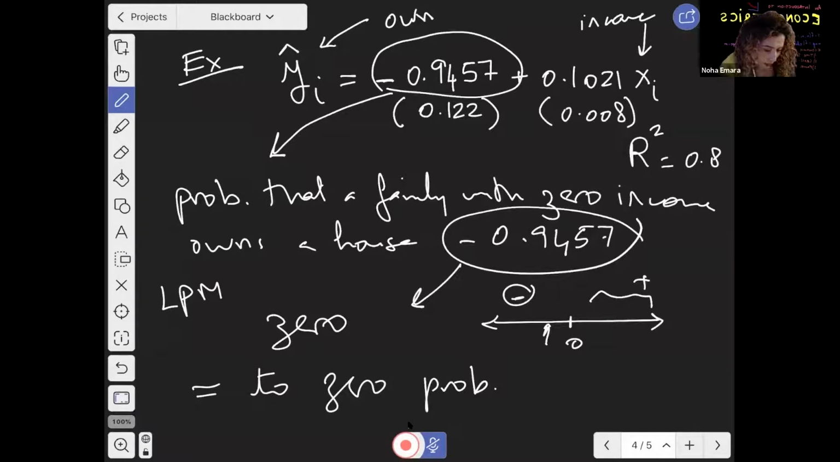Again, this is the disadvantage because we never expect a probability to be negative, but if it does, the LPM would say, okay, fine, this one is 0.